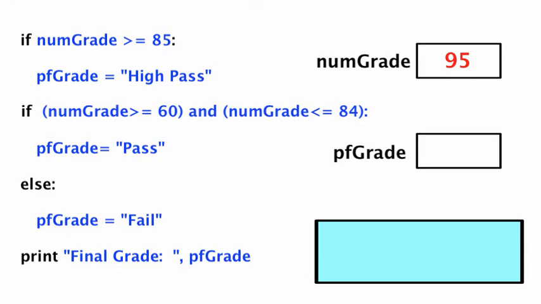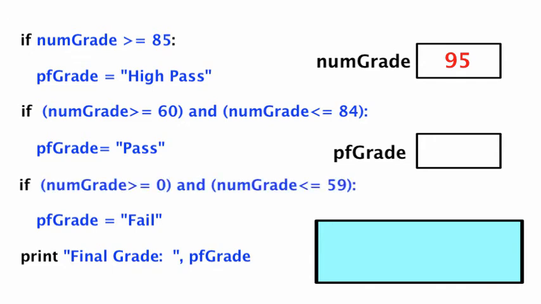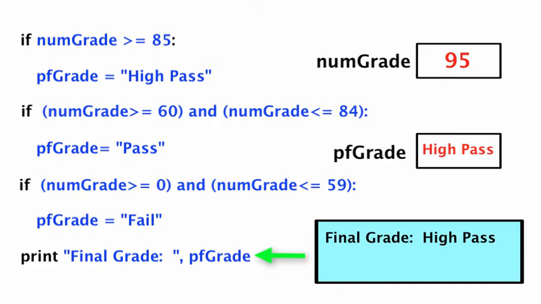So it looks like we need to go the distance and also change the else to an if statement that tests the boundary values of the range, giving us if num grade is less than or equal to 59 and num grade is greater than or equal to 0. Let's try this new version with num grade again being 95. The first condition again evaluates to true, assigning high pass to PF grade. The second if statement then evaluates to false, and its associated code segment is skipped. Finally, the last if statement executes, and since 95 is not less than 59, the condition is false, and its code segment is skipped as well. Final grade, high pass, is then output for a correct result.